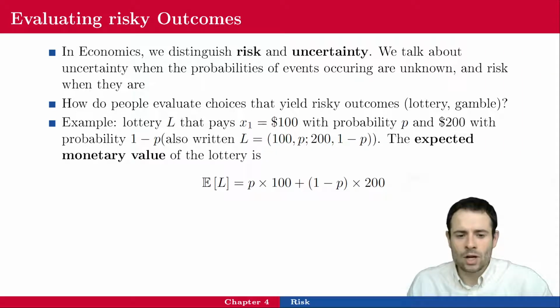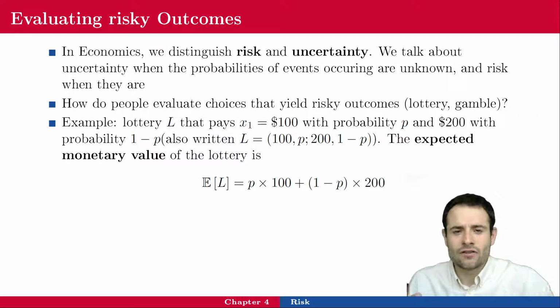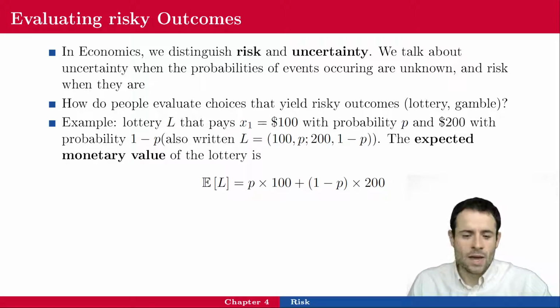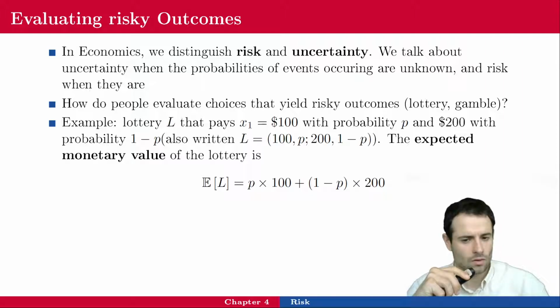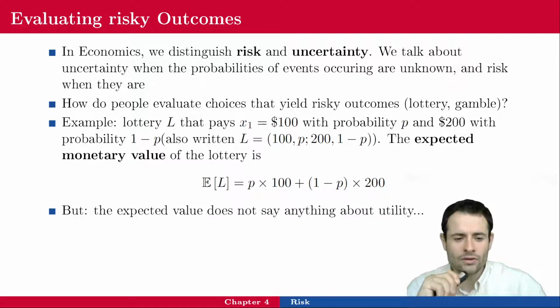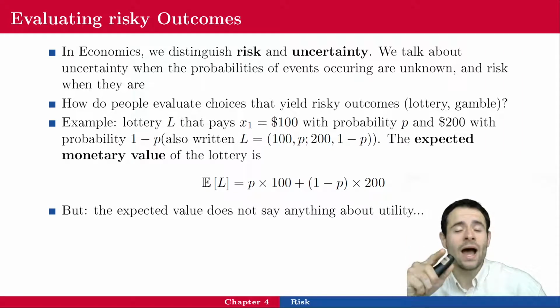The expected monetary value is the same as the average value of the lottery, the average gain. So with probability P, you make $100. With probability 1 minus P, you will be making $200. This is the expected gain, so expectation of L, which is why you have this bold E. Now, is it really what we care about when we decide whether or not to pay for such a lottery ticket? Do we care about the average gain, or rather, do we care about the utility we have over the gains?